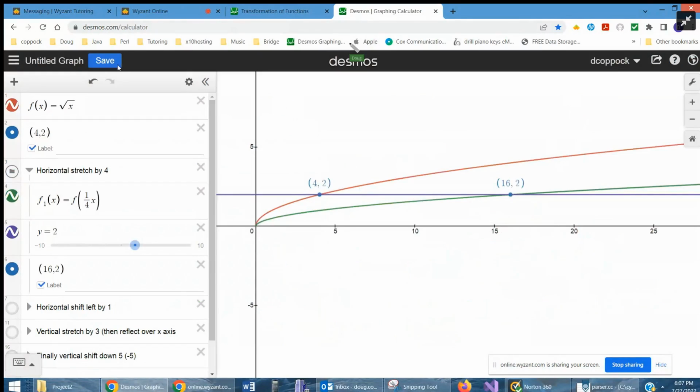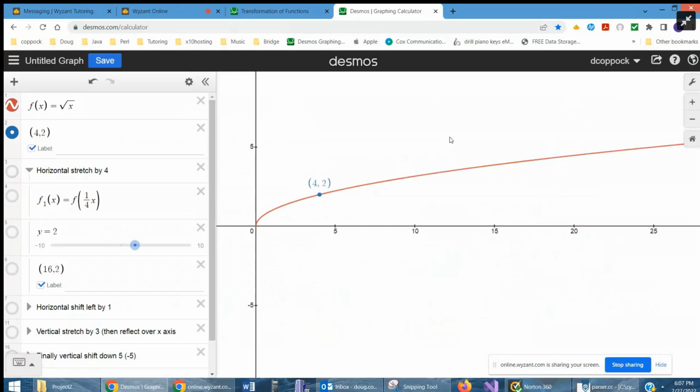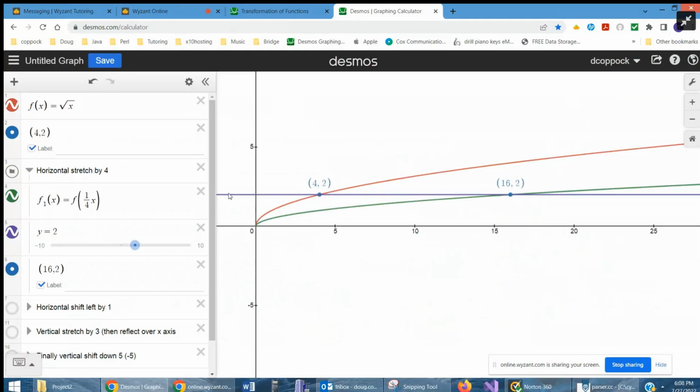Okay, now if I go to Desmos, there's the graph of the original function with the point (4, 2) showing. If I now say that f sub 1 of x is f of 1/4 x, that's going to cause this point to shift, stretch by a factor of 4. Watch. Okay, so to get to the same y value, which is 2, we have to go all the way out to 16 to reach a y value of 2. And that's what happens because of the 1/4. We have the horizontal stretch by a factor of 4 affecting the x value.